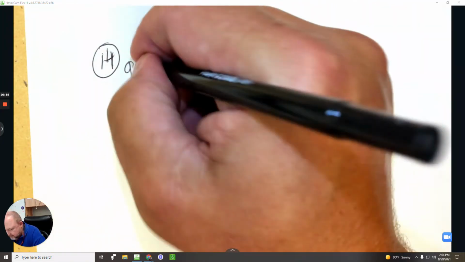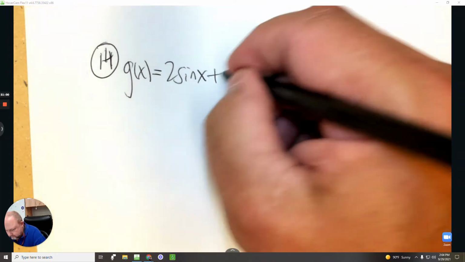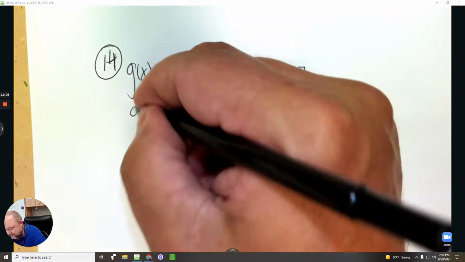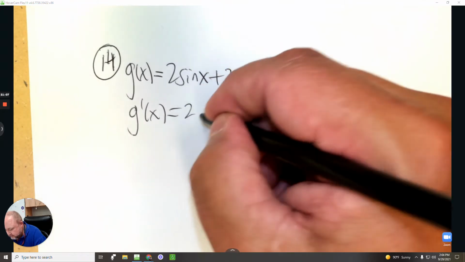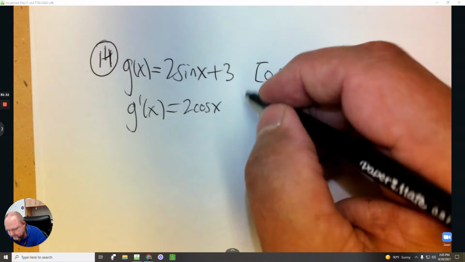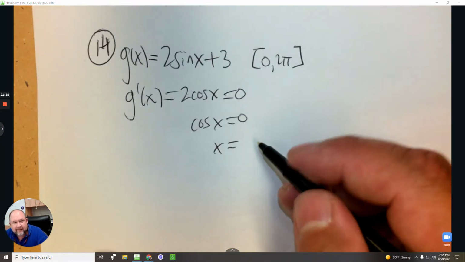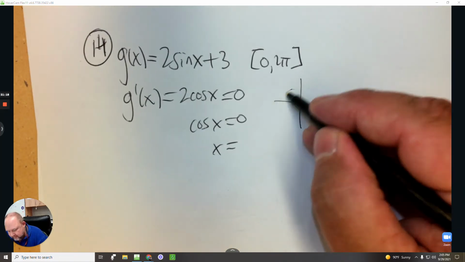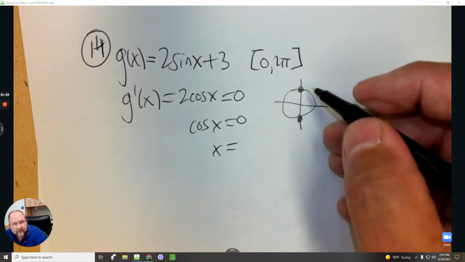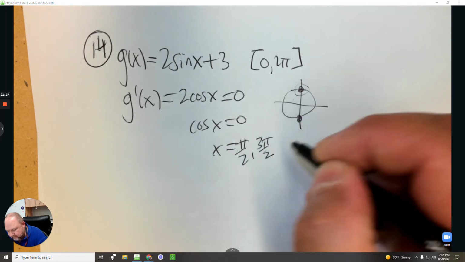In number 14, you have a function from 0 to 2 pi. Take the derivative, that's 2 cosine x, make it equal to 0. So at what angles is the x coordinate 0? So that's up here at pi over 2, and down there at 3 pi over 2.